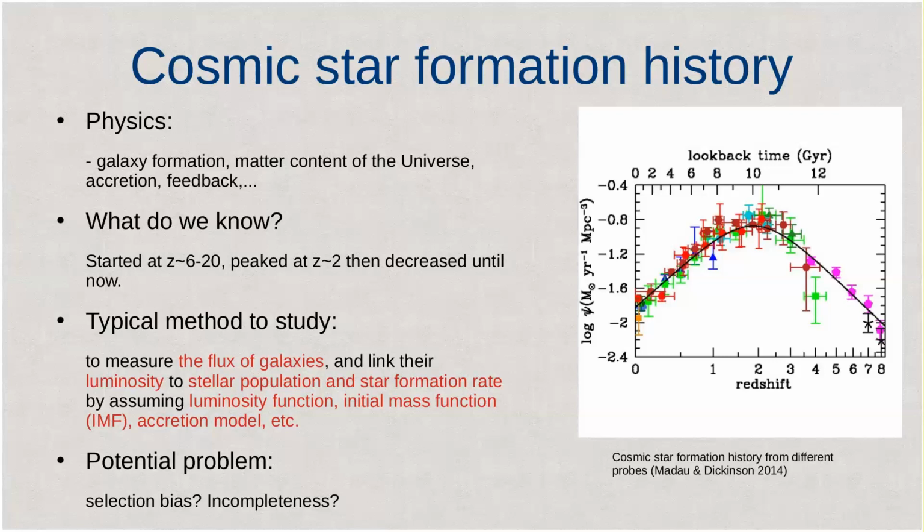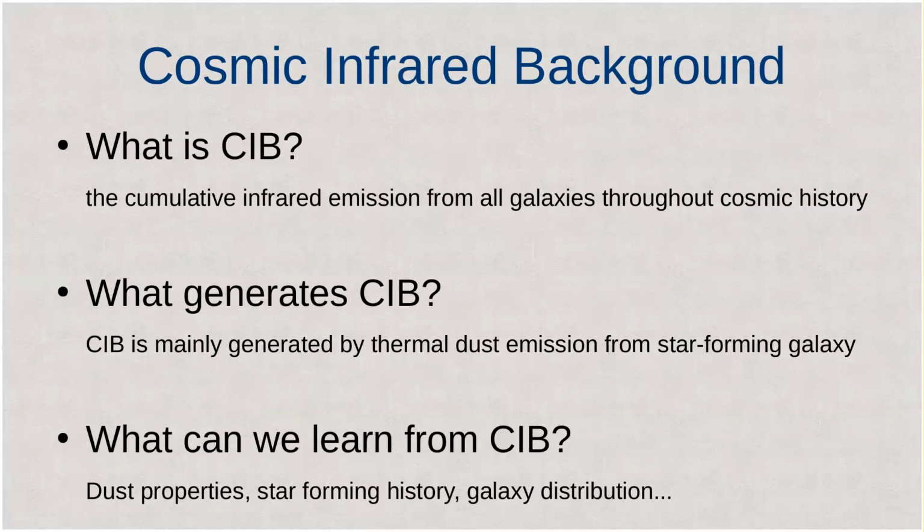But this method has a potential problem: it is based on studying a subsample of galaxies and measuring their flux individually. So that is probably affected by selection bias or incompleteness. Another method that can solve this problem is through an observable called the cosmic infrared background, or CIB. The CIB is the cumulative infrared emission from all galaxies throughout cosmic history. Because it is the IR radiation from all galaxies, there is almost no selection bias. We can just see all the IR radiation from galaxies.